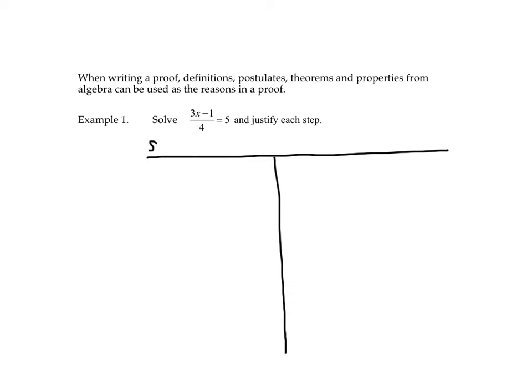So in the left-hand column, go our statements, and the right-hand column is for our reasons. So all of the work in solving the equation has to stay on the left side, and then we're going to support our work with a property from algebra, or a property from geometry, or a theorem, or a definition on the right-hand side.